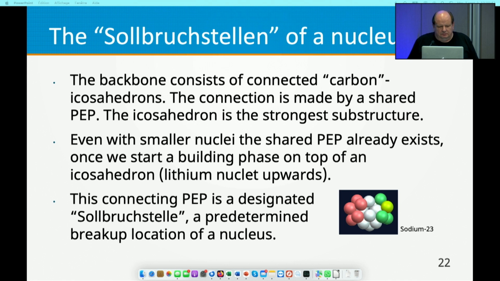Even in very small nuclei, such shared PEPs or neutrons already exist. It starts once what we call the building phase starts. And the first one where we see this is actually sodium-23. This red part is basically six nucleons, and then a seventh that is shared with the icosahedron. This is the first one that has that.